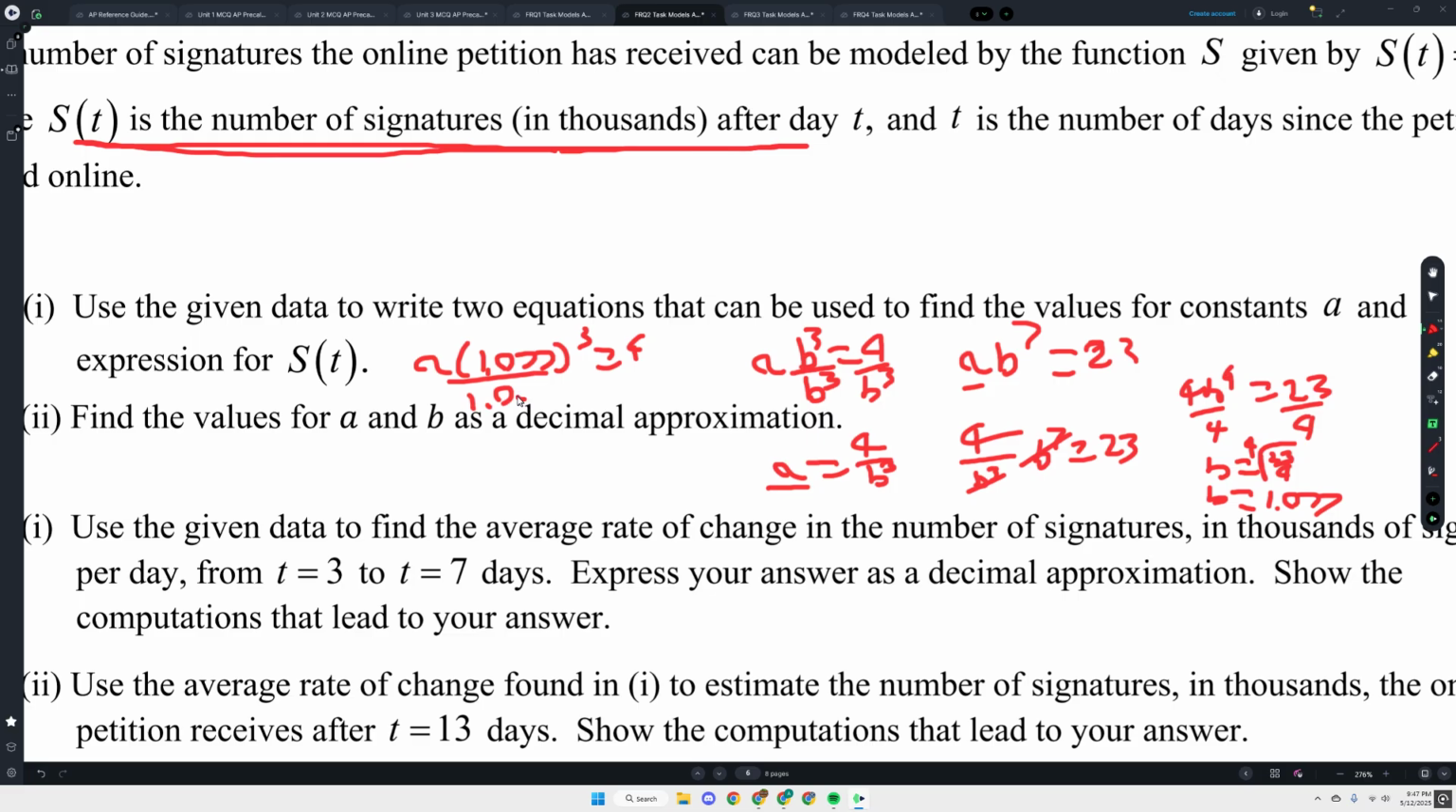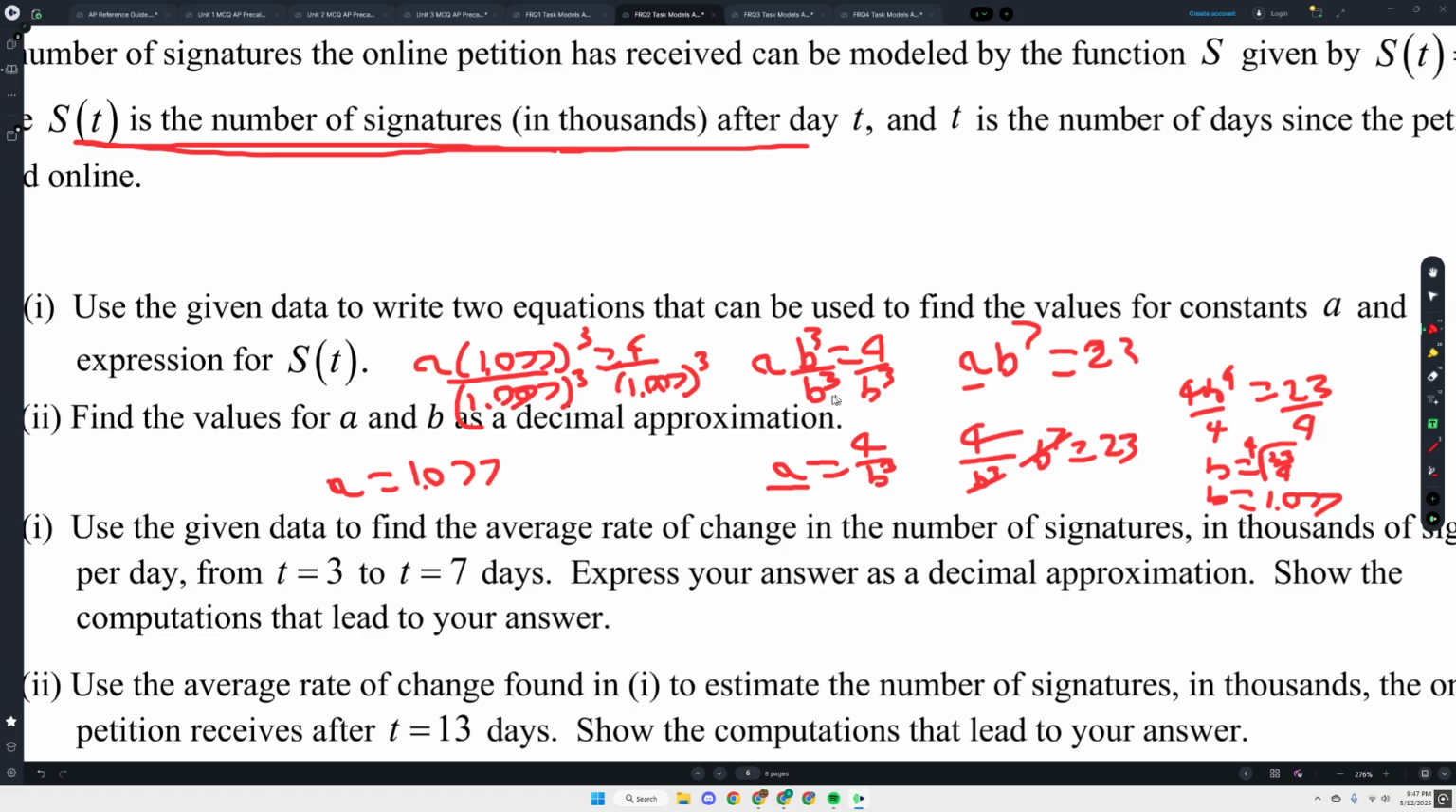Divide by that on both sides. You have to show the work. Always show your work if you can. It's always better to show work. And just divide on both sides. A is equal to 1.077. Any questions?